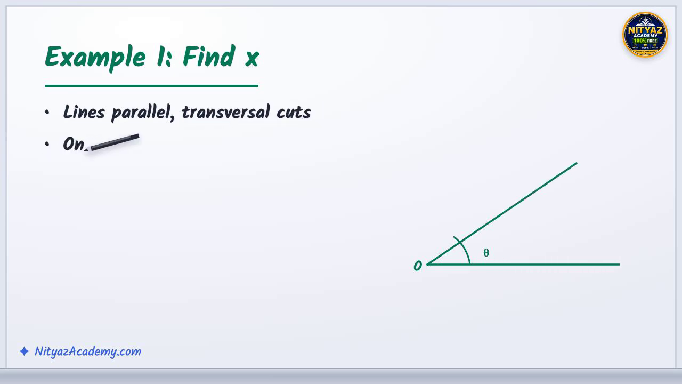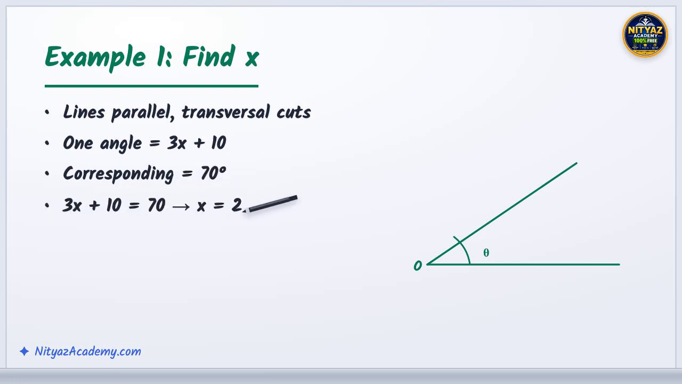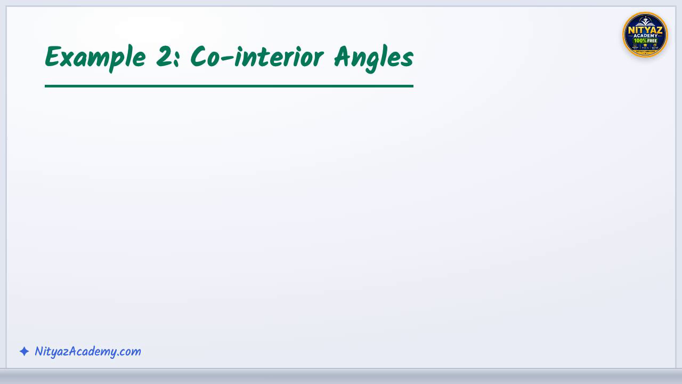Two parallel lines are cut by a transversal. One angle measures 3x plus 10, and its corresponding angle is 70 degrees. Since corresponding angles are equal, 3x plus 10 equals 70. Subtract 10 to get 3x equals 60, then divide by 3, so x equals 20. Always match the rule to the angle's position first.